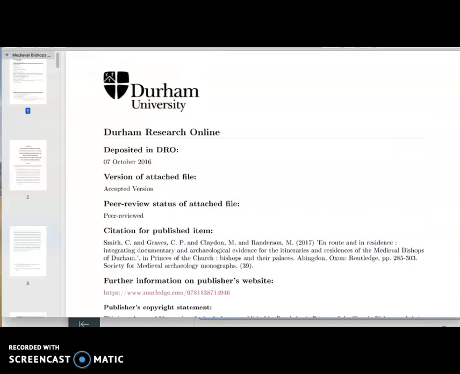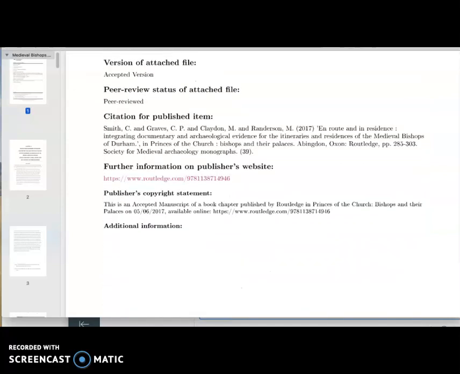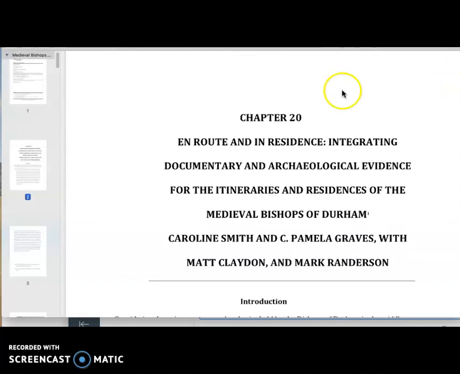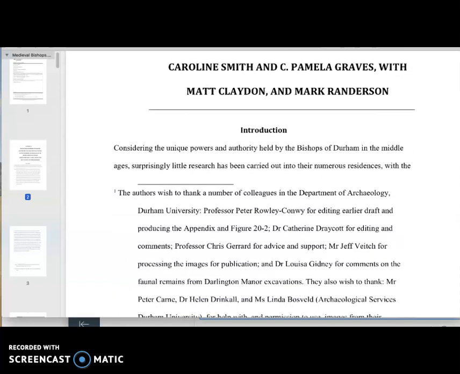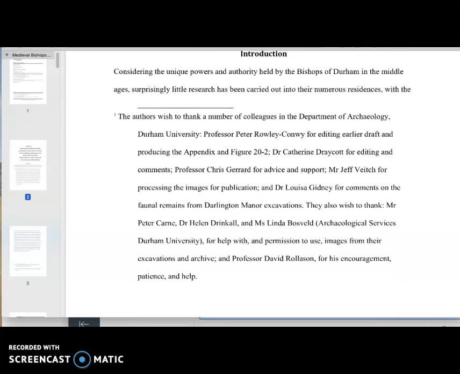Take a quick look here at an article published by scholars Smith and Graves, Clayton and Randerson in 2017 on the topic of the medieval bishops of Durham. I'm just showing you this really quickly to show you that professional scholars, skilled scholars, always want to be abundantly citing.